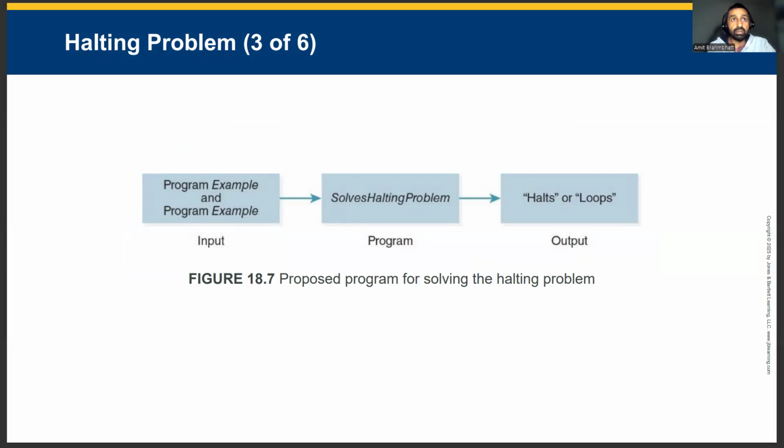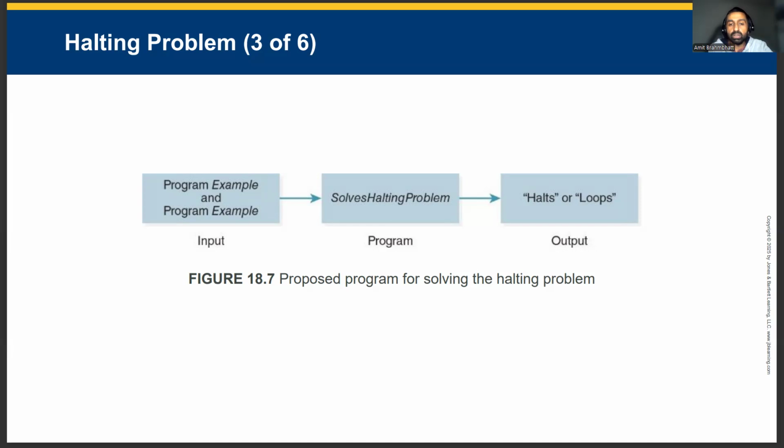So here is a similar slide where the first input becomes program example, and program example over the iterations is trying to solve the halting problem. And the output always remains halts or loops. So target program and input data were supposed to be the inputs. It then processes how to determine whether the target program halts or loops indefinitely.